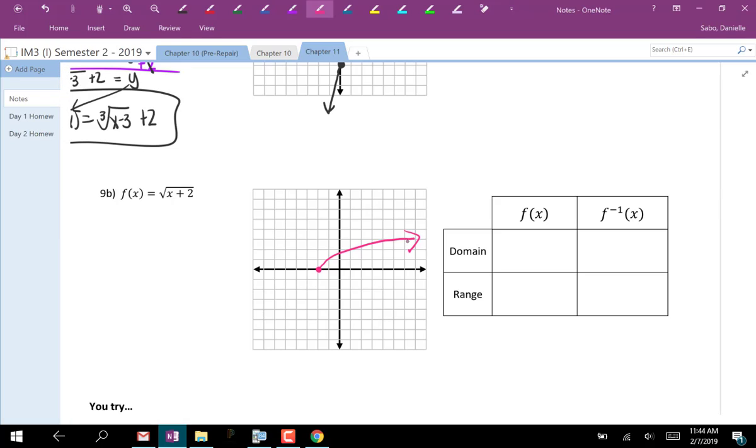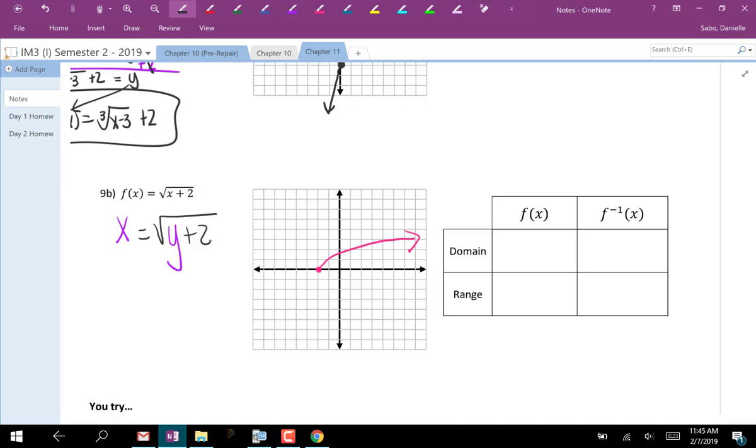Second step, switch the x and y. Here we go. So this is becoming a y. I lied. It's becoming an x. x equals the square root of now y plus 2. So that's the first step always, is just to change the x and the y. Are we okay there? Yeah.